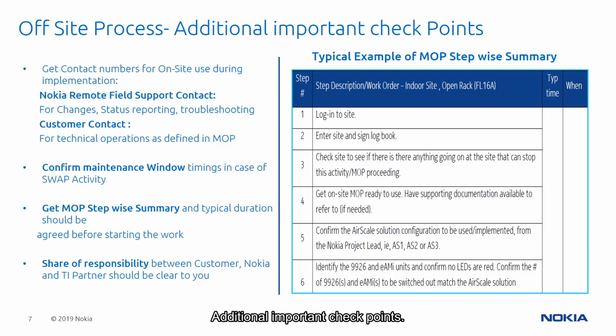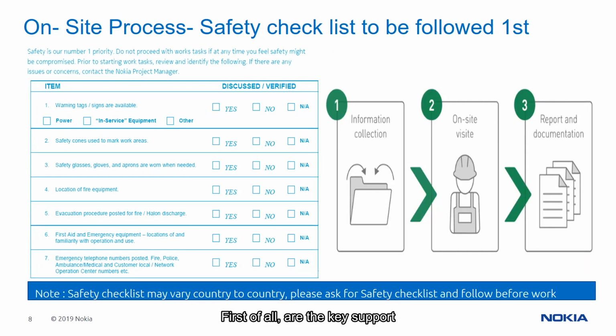Additional important checkpoints. In addition to previously mentioned guidance, please have a look at some other important checkpoints as shown on the slide. First of all, are the key support and remote support center contacts being named? What is the active working and maintenance time window to avoid any service impacts on the live network? Is the MOP content clarified and approved prior to any planned site activity? Is the share of roles and responsibilities defined between the customer, Nokia, and service supplier?